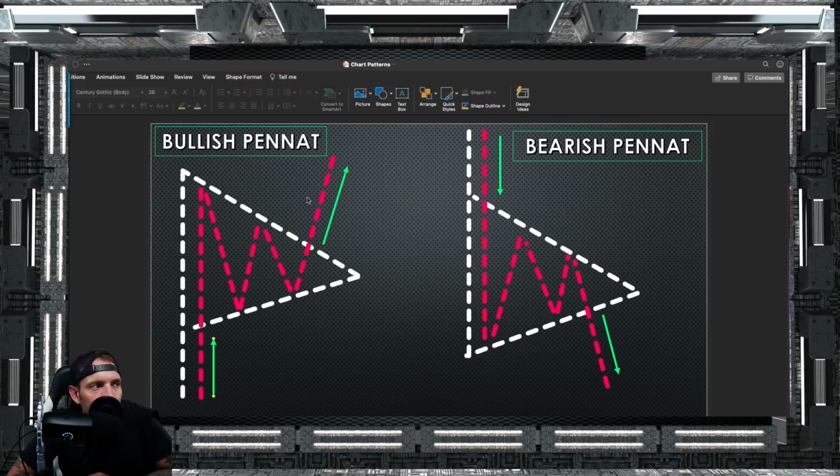So when you're talking about pennants, if you see a pennant forming and price was coming up from the upside and price was pushing up and then formed the pennant, you're looking at a bullish pennant. Now if price is coming in from the downside, does the same thing, bearish pennant. It's just an indicator that price is going to continue and that trend is going to continue in the same direction.